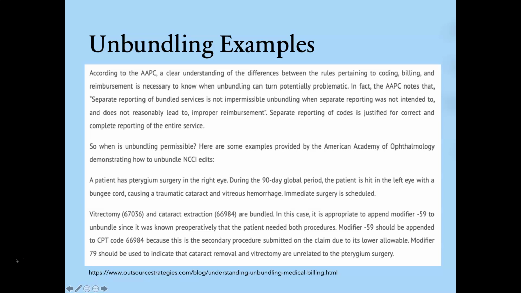and you can use your modifiers to indicate that the pterygium surgery in the right eye, even though it occurred during the same time period that the vitrectomy and cataract extraction were done on the left eye, they were different surgical sessions and different eyes. And so you have that. And again, based on the diagnosis, you can add the 59 that both the vitrectomy and cataract extraction were done on the left eye. They're not typically done together, but because of the trauma and the damage, they had to be.